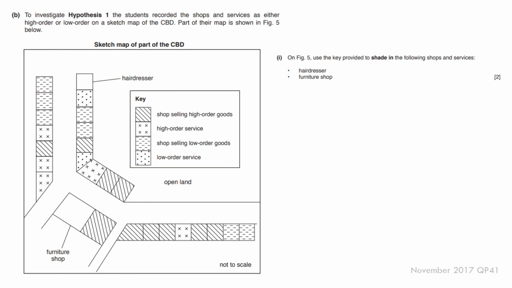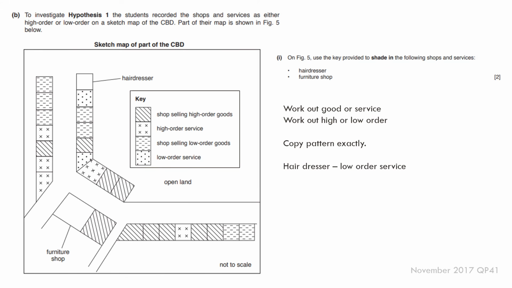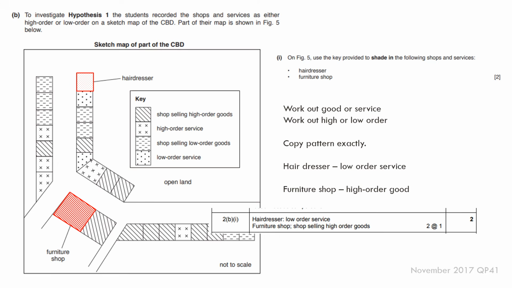Okay, here you need to go about shading in two different land use types. So it's important to work out if it's a good or service and if it's high or low orders. And then once you've worked that out, you copy the pattern exactly. So for a hairdresser, it's a service, it's something that you buy to have done to you and to help you. So again, I would say that's low order. And a furniture shop is then high order. So I would then shade in the area. I haven't got the ability to do X's, so I've just done dots, but please make sure you do. And for the furniture shop, it is the straight lines.